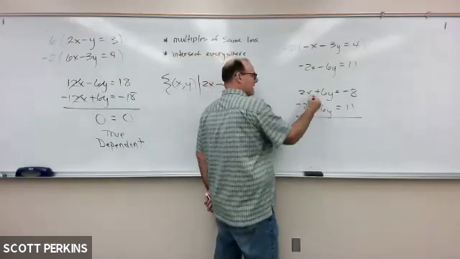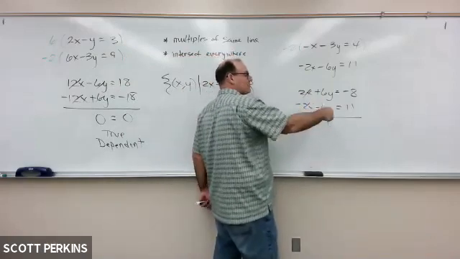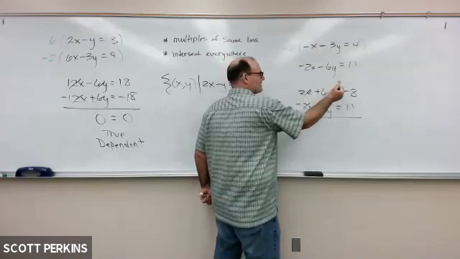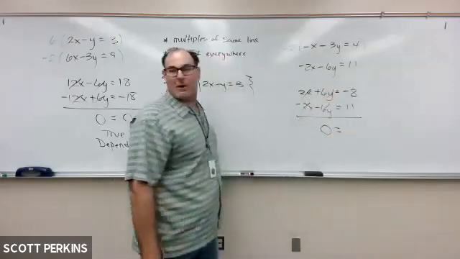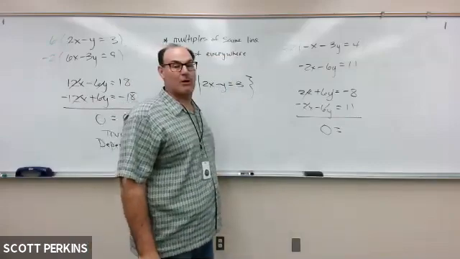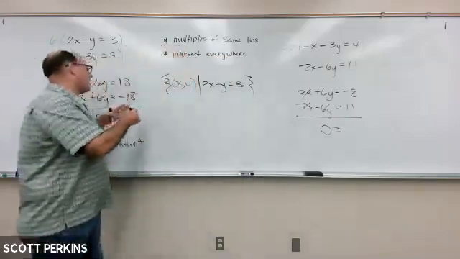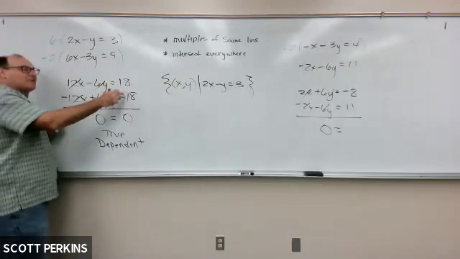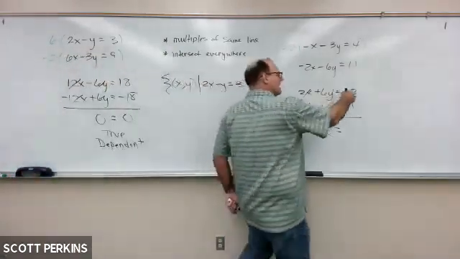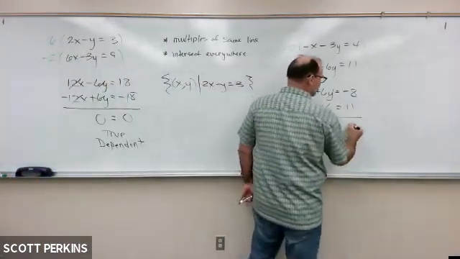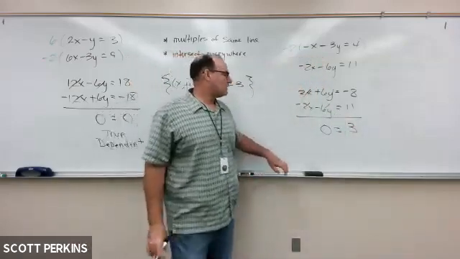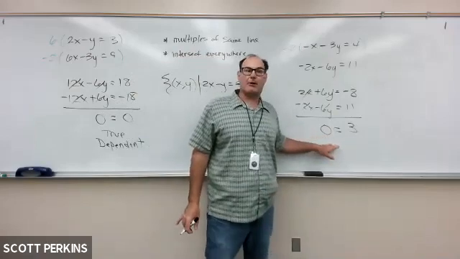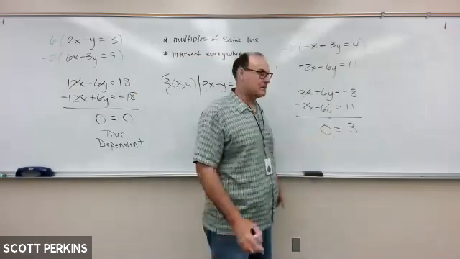2x minus 2x, that cancels. And once again, like the previous problem, 6y minus 6y, those cancel. So again, I have nothing on the left side. No x's, no y's, just a big 0. But on the right, unlike the previous problem where the numbers on the right also canceled, here negative 8 plus 11 is 3. So we get the opposite conclusion. Is this a true statement? Is 0 equal to 3? No, it's not.